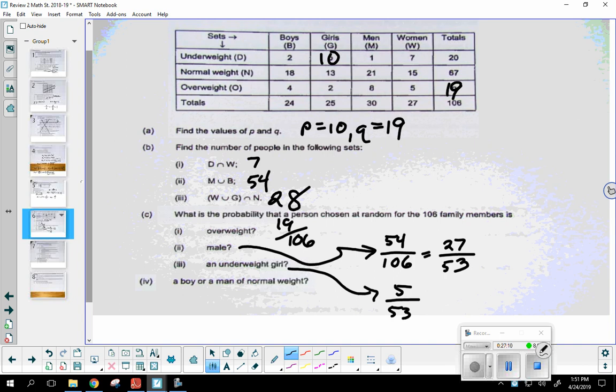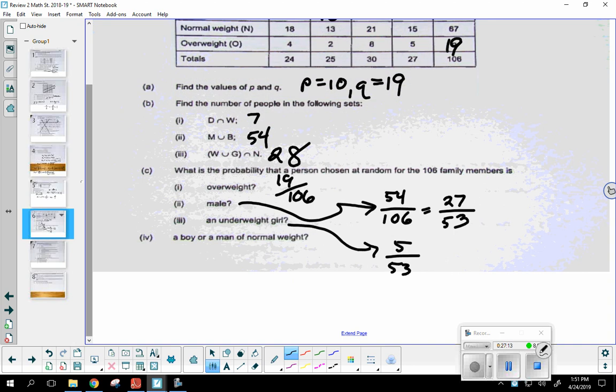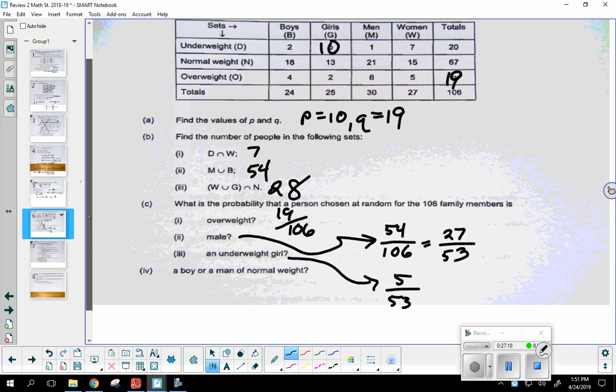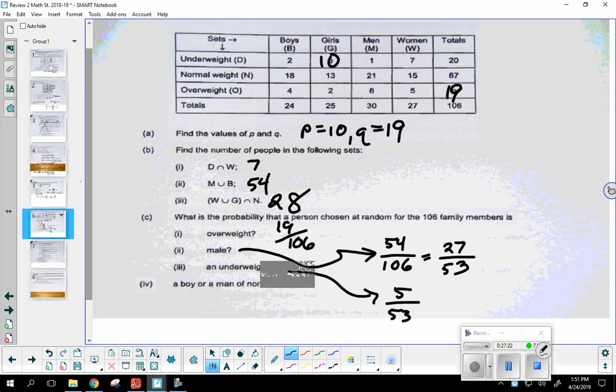All right, and then our last part here. Okay, what's the probability that a person chosen at random from the 106 family members is a boy or a man of normal weight? Okay, a boy or a man of normal weight. Does anyone already have this one? Okay, Gabby, what do you think? That's exactly what I got. 39 out of 106. Okay. A boy or a man of normal weight, that's where we got the 39 out of the total 106. Okay, how we doing? All right, good.